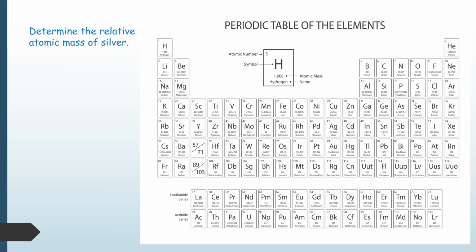Let's try another example. This time we're trying to find the relative atomic mass of silver. So I go, the relative atomic mass of silver is equal to 1/12 of carbon-12. 1/12 of 12 is 1. I find silver on my periodic table. I look at the value that's here and I can see that it's equal to 107.9.